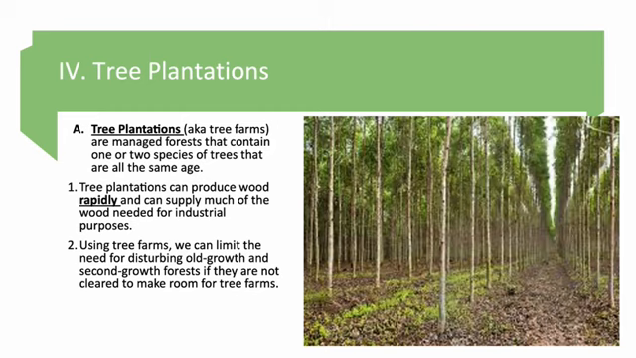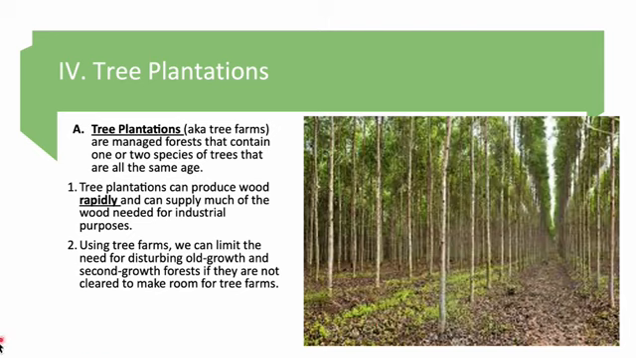Tree plantations. So tree plantations are like tree farms. So they're managed forests that contain 1 or 2 species of trees that are all about the same age. You can see an example of a tree plantation here in this image. And you can see that the trees are kind of planted like crops. They're planted in rows.